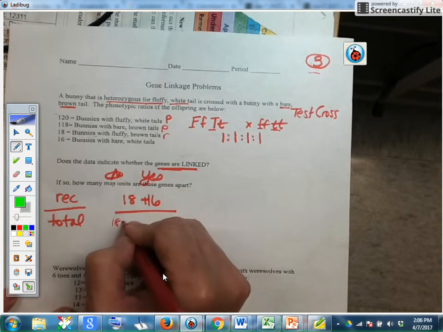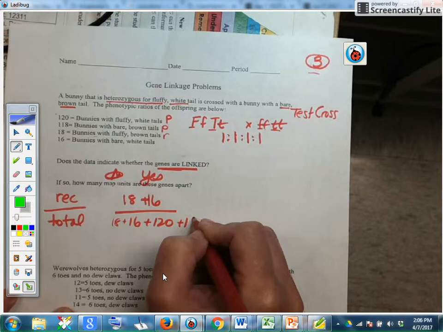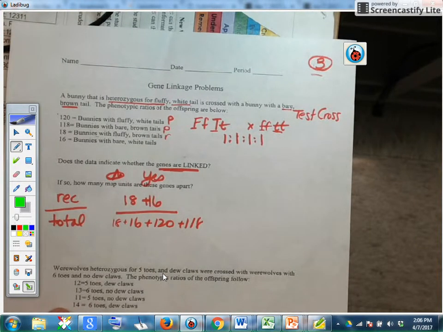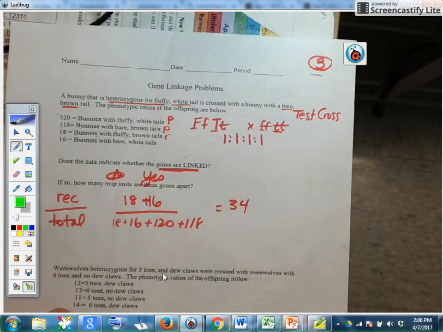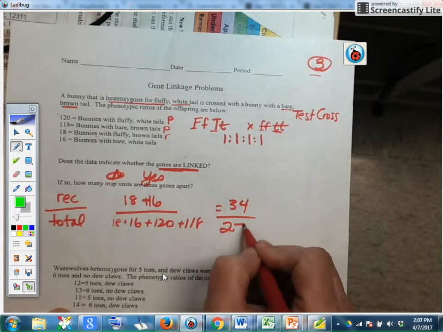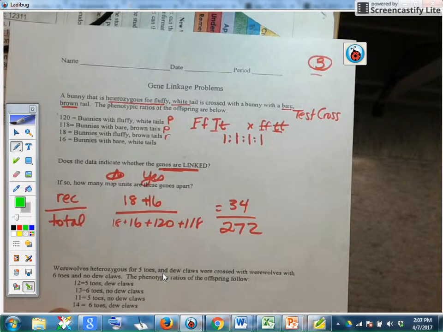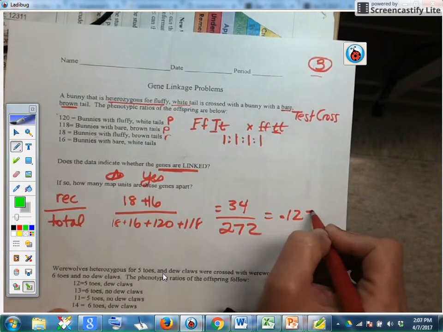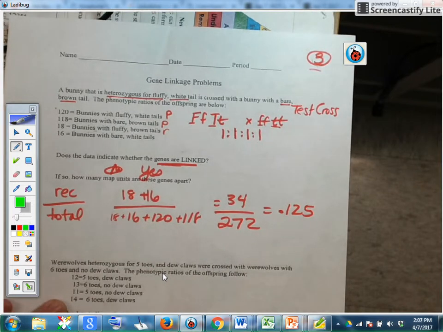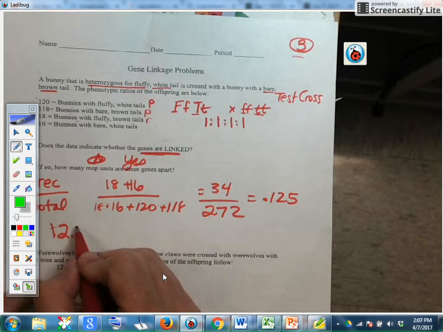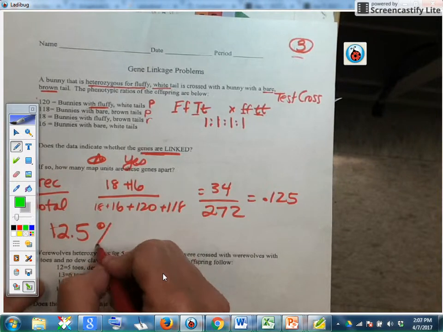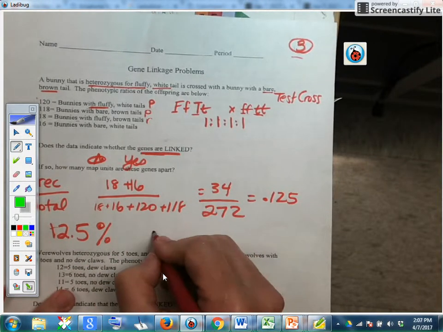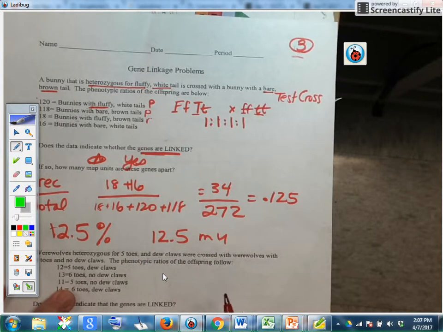Divided by the total. So that's 18 plus 16 plus 120 plus 118. And I calculated that out. 18 plus 16 is 34. And the total is 272. So 34 divided by 272 is 0.125. Totally a coincidence that it's the same number as we had with Oompa Loompas. So this tells us that the tail fluffiness and tail color genes are separated by crossing over 12.5% of the time. It also means that they are 12.5 map units apart. And that is your answer.